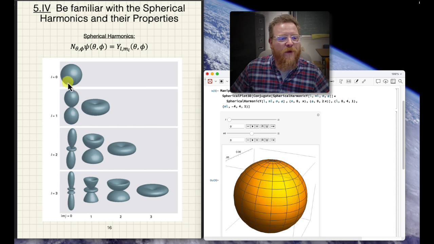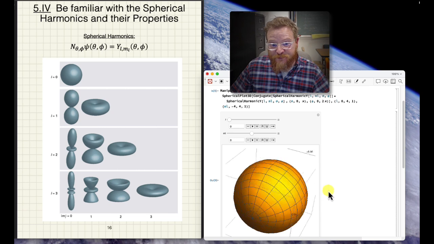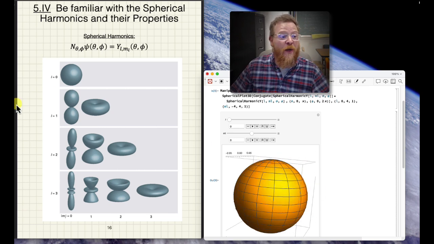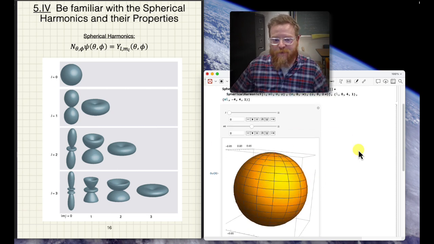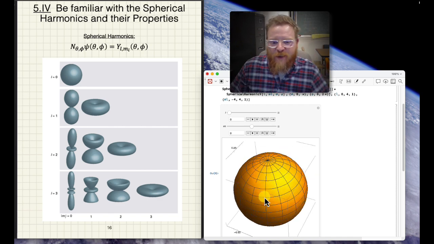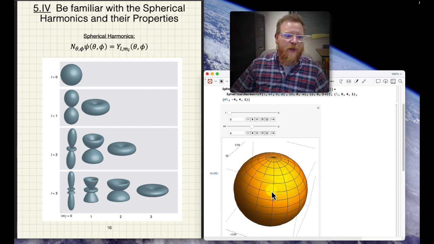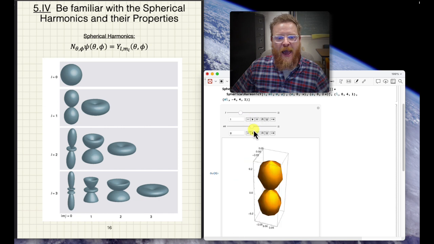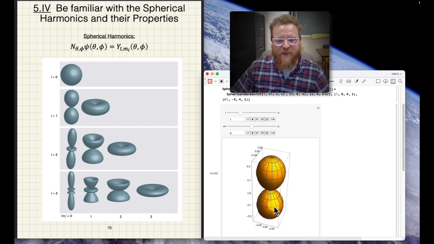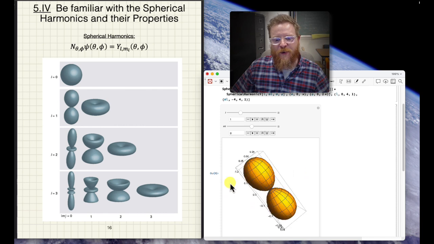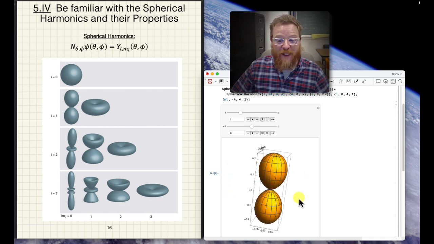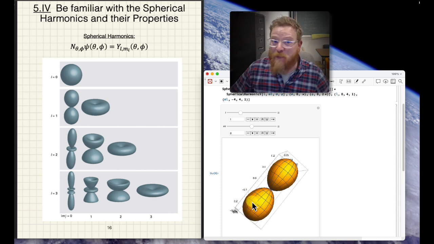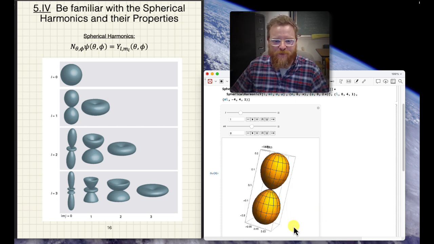So you can see where we've got L is equal to 0 and ML is equal to 0. We just get a sphere, which makes good sense because if you recall, that equation was just a constant. And with the radius being constant, we end up with a sphere. So if we now go out to L is equal to 1, oops, let's see. And yes, L is equal to 1 and ML is equal to 0. There we get this rather dumbbell looking shape. It maybe kind of looks like a p orbital to me. I don't know what you guys think.